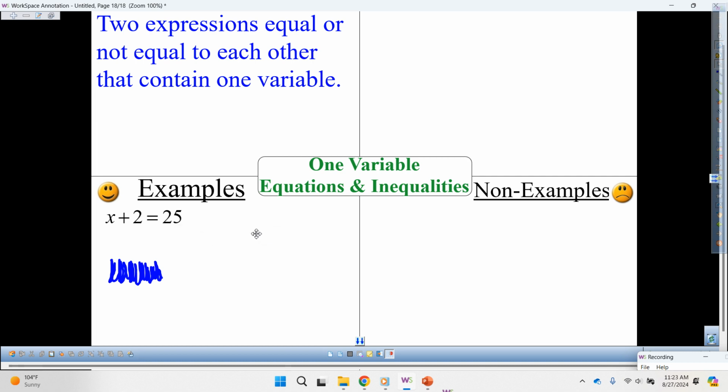So look at this one. Is 3x plus 2 an expression? Yes. Is 25 an expression? Yes. This is an inequality sign, which makes it not equal to one another. Even though it has a little equal sign at the end, we'll talk about that as we move along.